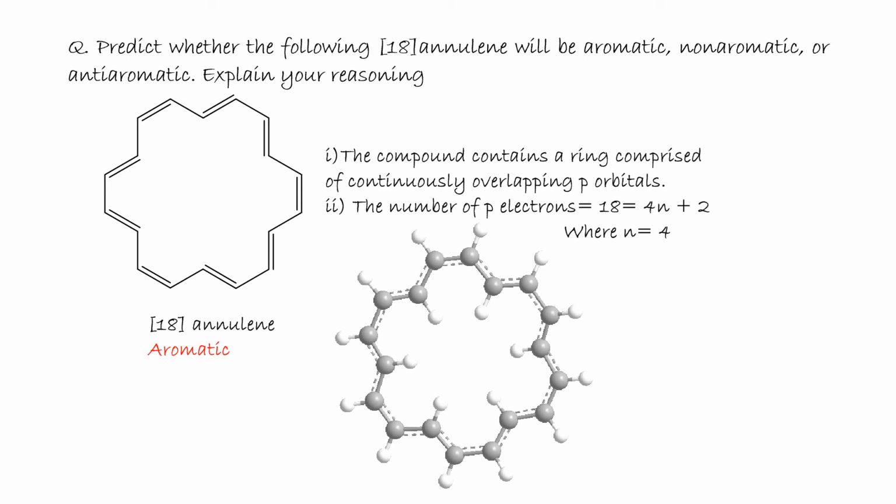Predict whether the following 18-annulene will be aromatic, non-aromatic, or anti-aromatic. Explain your reasoning. This molecule contains 18 electrons, so applying Hückel's rule 4n plus 2, where n equals 4, this molecule should be planar. As you can see in the three-dimensional structure, there is no steric effect. It's planar, n equals 4. It is an aromatic compound.